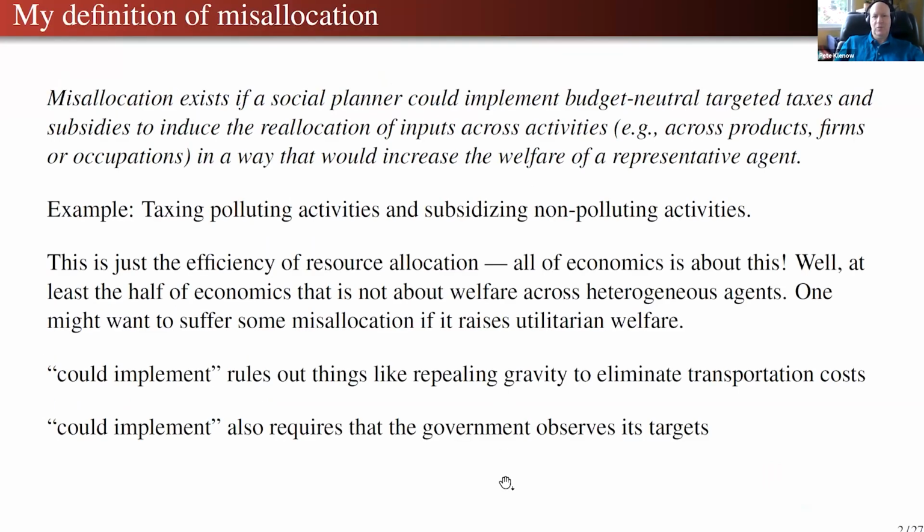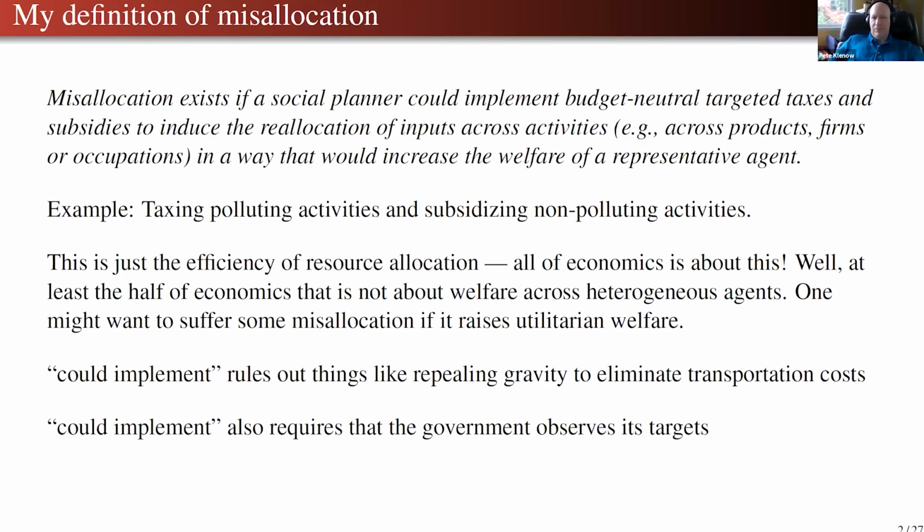So let me start by saying, one thing I've encountered in teaching is people asking, what exactly is misallocation? I don't think there's a standard definition, so I'll just offer one here. Imagine that the government could feasibly implement taxes on some firms, activities, or workers. It could be an activity like R&D, or certain types of firms or certain types of plants. It could implement taxes on one and subsidies on others to induce a reallocation of inputs like capital and labor across some firms or activities and others. If in doing so, that would raise welfare, and then the question is, whose welfare? Let's say a representative agent, a fictional representative agent.